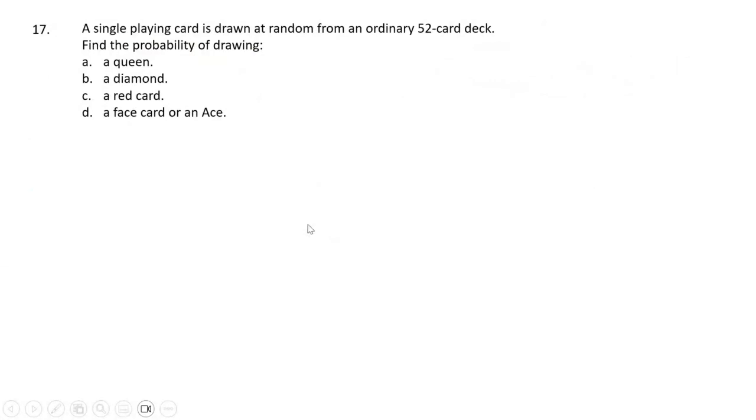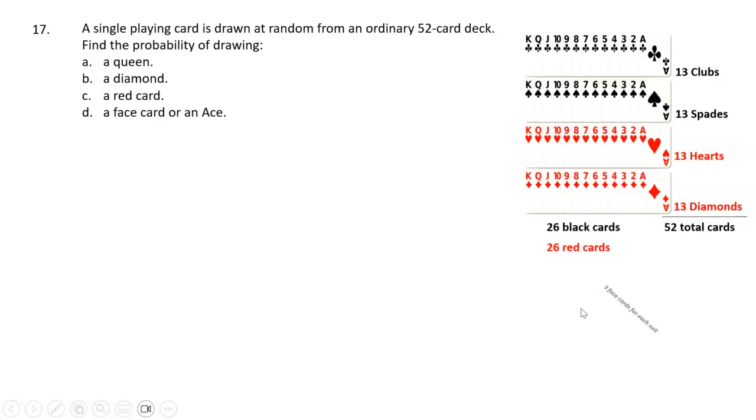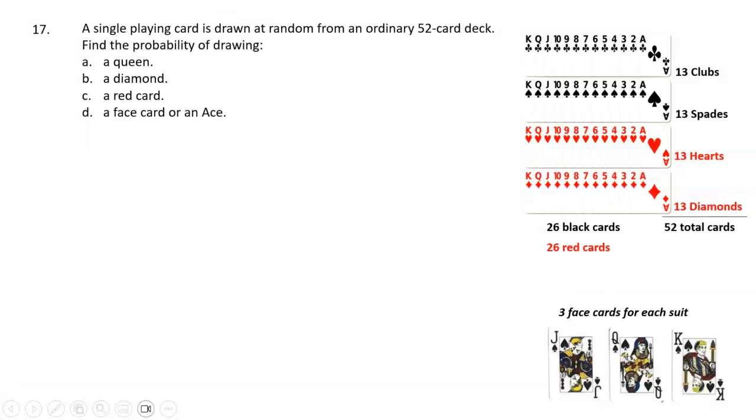Now, 17. It says a single playing card is drawn at random from an ordinary deck of 52 cards. Find the probability of the following. These are my cards. There's 13 of each suit, which means 26 are black, 26 are red. And face cards, they're talking about face cards. Face cards are the cards that have a face, which is a Jack, Queen, and King. If you notice, every suit has a Jack, Queen, and King.